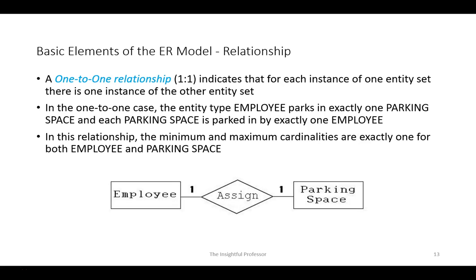A one-to-one relationship indicates that for each instance of one entity set, there is one instance of the other entity set. In the one-to-one case, the entity type employee parks in exactly one parking space, and each parking space is parked in by exactly one employee. So the notion of an employee being assigned one parking space and a parking space being assigned to one employee gives rise to our example here of a one-to-one relationship.